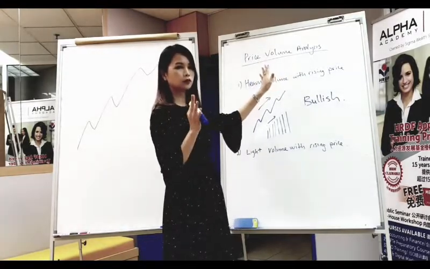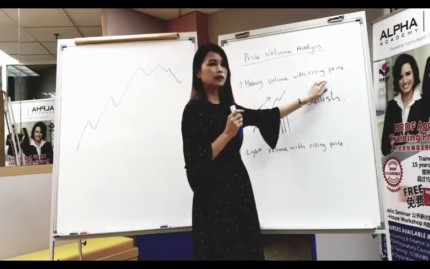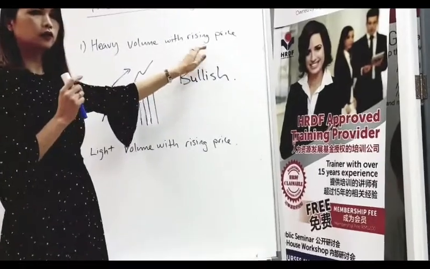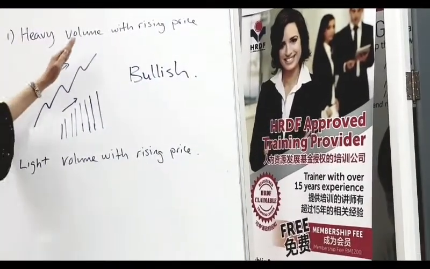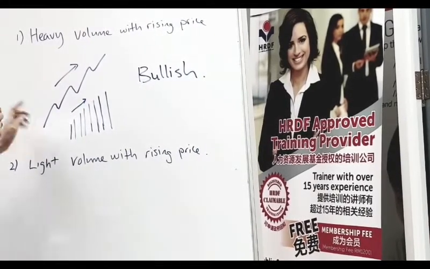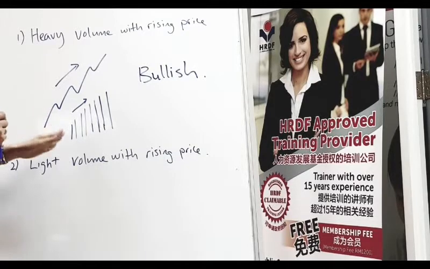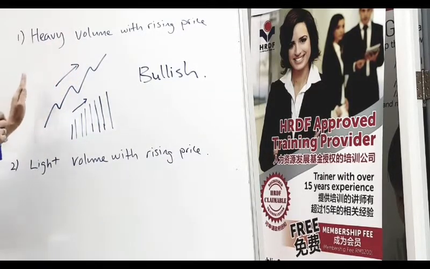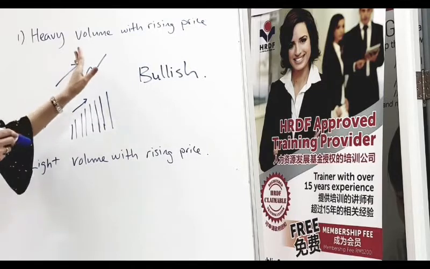There are four strands altogether. The first strand is heavy volume with rising price. It means the price is rising steadily, and at the same time, the volume is also rising together with the rising price. Is it good or bad? It is good, which is bullish. So it means bullish for this particular trend.